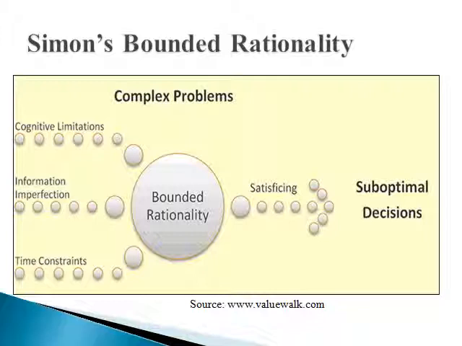This slide is Simon's bounded rationality. Here you have the cognitive limitations, information imperfection, and time constraints, leading to bounded rationality. After satisficing, you get the suboptimal decision. And his thought was that access to information and the computational capacity that are actually possessed by organizations, including man, in the kinds of environment in which such organisms exist.